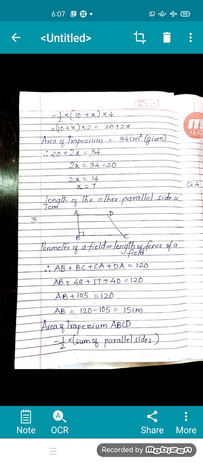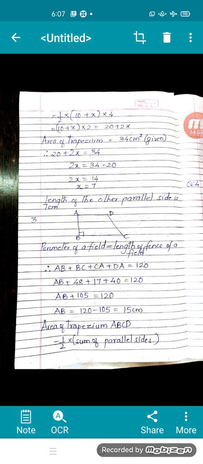Let us start. Perimeter of a field is equal to length of fence of a field. Okay. So AB plus BC plus CD plus DA is equal to 120. Now replace the values that are given to you. AB plus 48 plus 17 plus 40 is equal to 120. AB plus 105 is equal to 120. AB is equal to 120 minus 105. AB is equal to 15 meter.